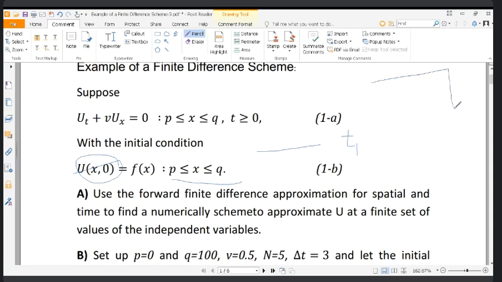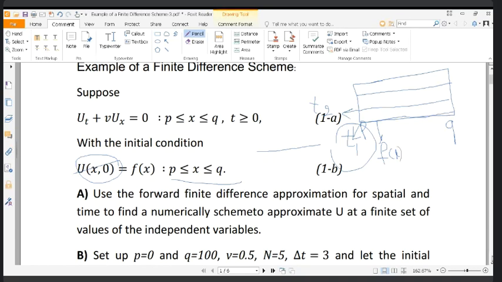In a grid, we have some rows: first row, second row, third row, and so on. The first row is for T1, the second row is for T2, etc. The initial condition is the value of u for T1, the first step size. For T1, we know the exact value of u for all points from P to Q, and the value of u is equal to f of x.